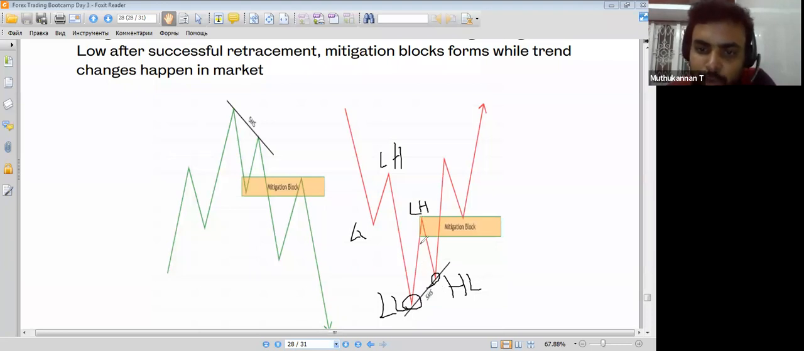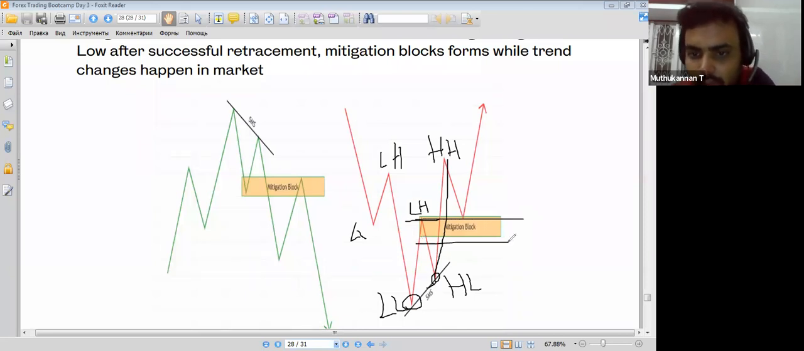Now technically this should be your order block, right? Technically this should be your order block because you will be selling from here. You thought price would break like this and come here, and you would be selling from here, right? A break of structure, but it didn't happen. Instead, it just created the higher low, broke the structure and created the higher high. Now this is your mitigation block. Price comes here, touches here.